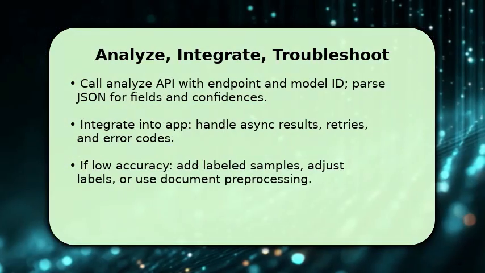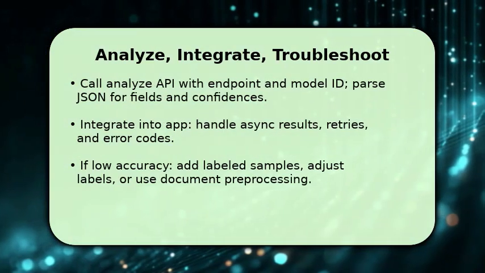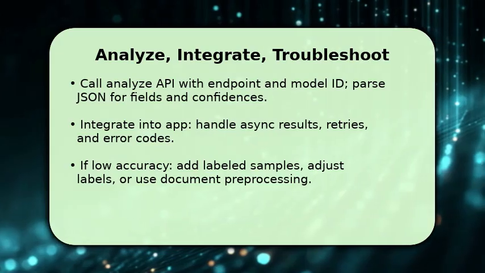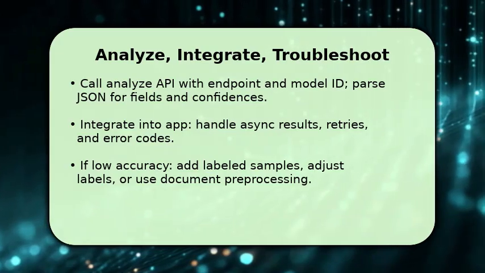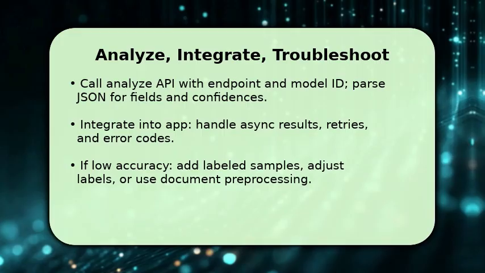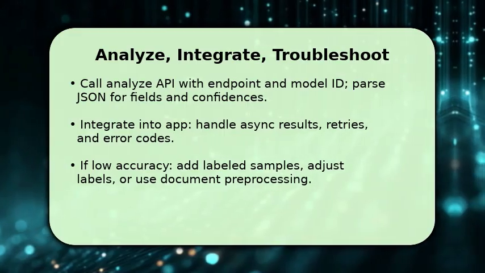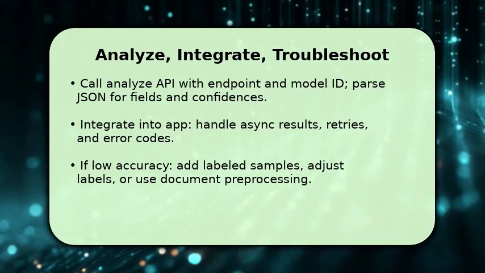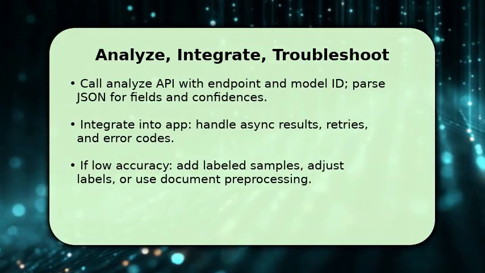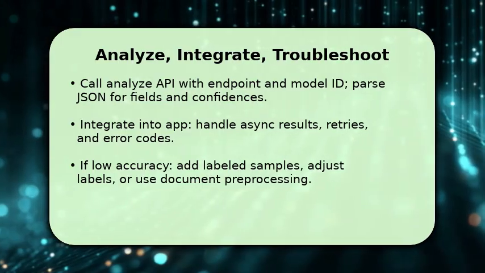You finish by calling the Analyze endpoint with the model ID and input document, then parse the return JSON for fields, types, and confidence scores to populate your app. Once integrated, make sure to handle asynchronous responses, implement retries for transient errors, and log error codes for debugging.